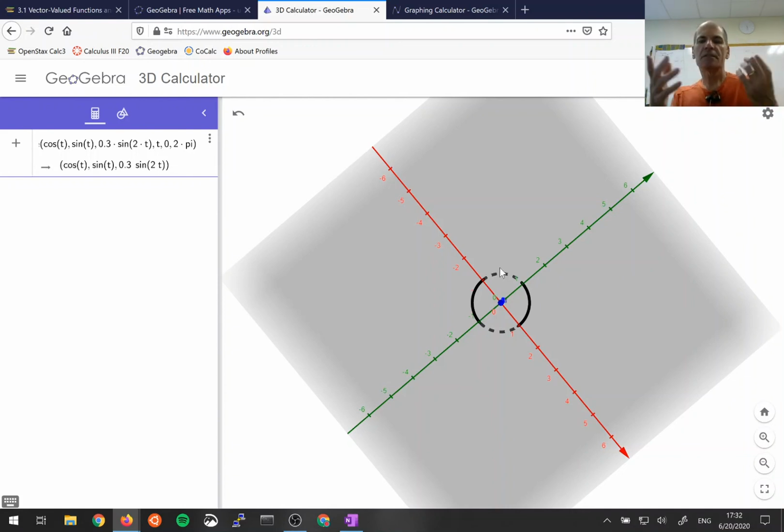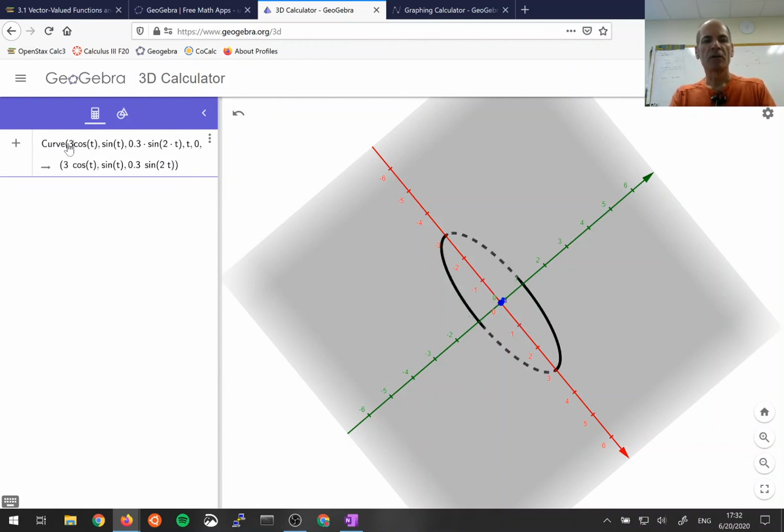What if I wanted this to be a larger circle? What if I want it to be a circle of radius 2? How would I adjust this? Let's go back to the curve and put the cursor in front of cosine. What are we going to do? Let's say we want to make it a circle of radius 3. We'll put a 3 in there.